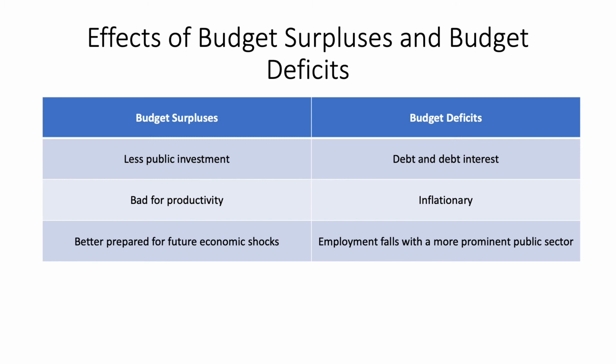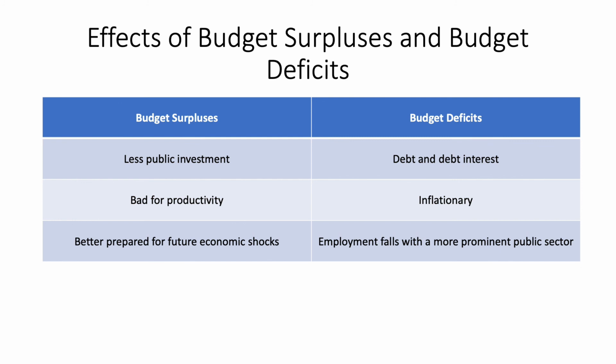Budget surpluses could also be bad for productivity. If the government isn't spending as much as it normally would if it was running a budget deficit, for instance, then it may not be able to afford the kinds of infrastructure projects and fiscal injections that could be used to increase productivity growth and improve the productive potential of the economy in general.